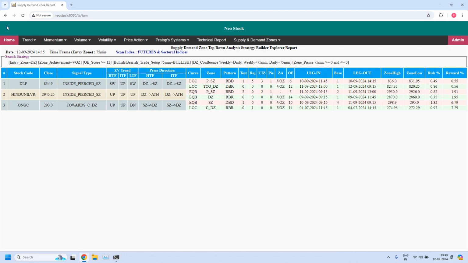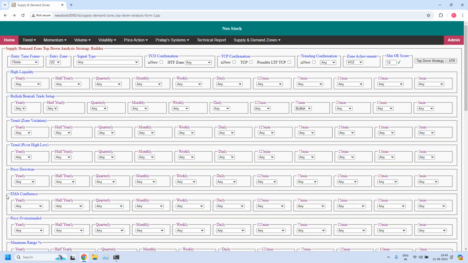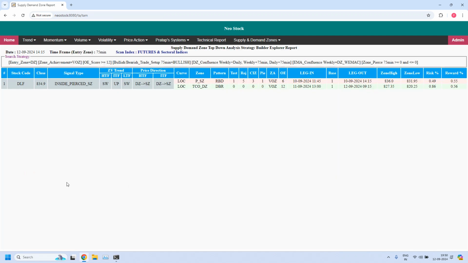So let us check in the second and third whether any zones are available. In EMA confluence in weekly time frame, I am checking a weekly demand zone with weekly EMA confluence. Let's verify. One stock is filtered, but the trend is sideways, so EMA confluence doesn't give any additional advantage. So without EMA, the previous 3 stocks we have to refer.